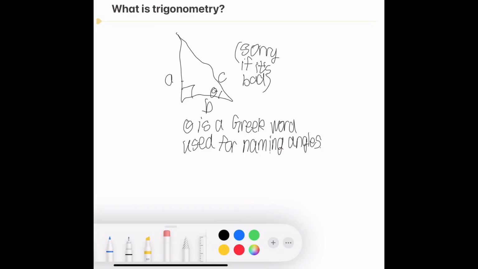Hi everybody, today we're going to be working on what trigonometry is. You use it to find sides with just angles or angles with just sides. And as I wrote here, theta is a Greek word used for naming angles. And by the way, sorry if my triangle is bad.